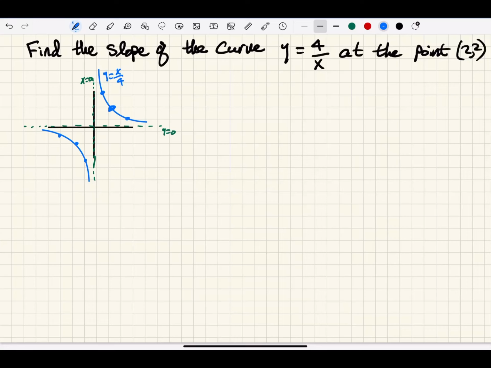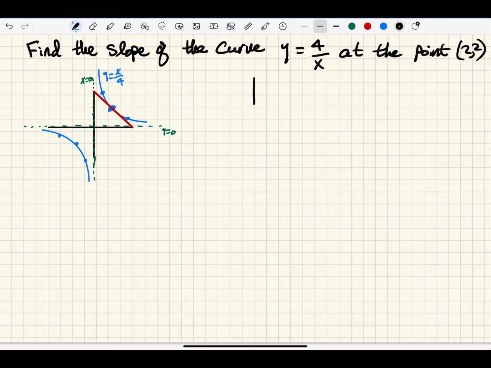Find the slope of the curve y equals 4 over x at the point (2, 2). So in other words, we're looking for the slope of the line that is tangent to this curve at the point (2, 2). And we would do that by finding the slope of a line that is secant to the curve and then decreasing the distance between the secant points.